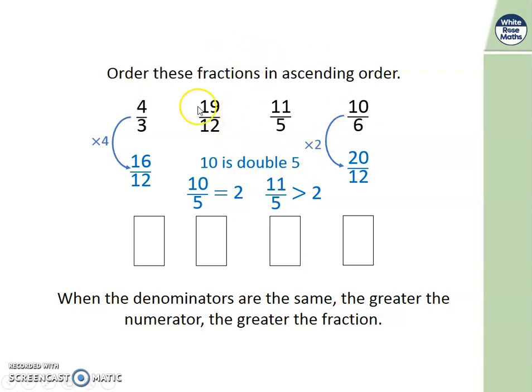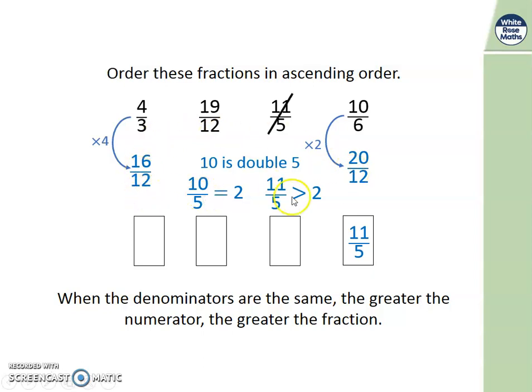None of the others are double their denominator, so this one must be the greatest one. The other ones are all less than 2. So this one here can go here because it's the largest one. It's worth more than 2 whole ones. That leaves us with the rest to look at. 16 12ths, 19 12ths, 20 12ths. Which one is the smallest?